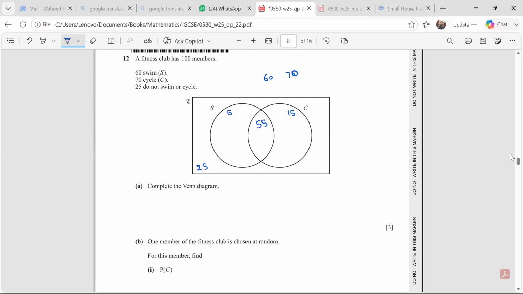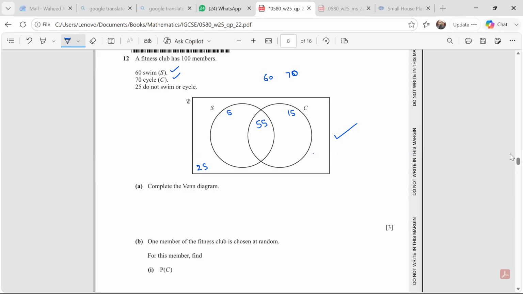Now let's check everything again. 60 swim. So the swimming circle has 5 plus 55, so it is total 60. This is correct. 70 cycle, so 55 plus 15 is 70, and the cycling is total 70. So this is correct as well. And 25 do not do either, so the 25 are outside. And combined of all these is 75. So this is how the Venn diagram is completed.